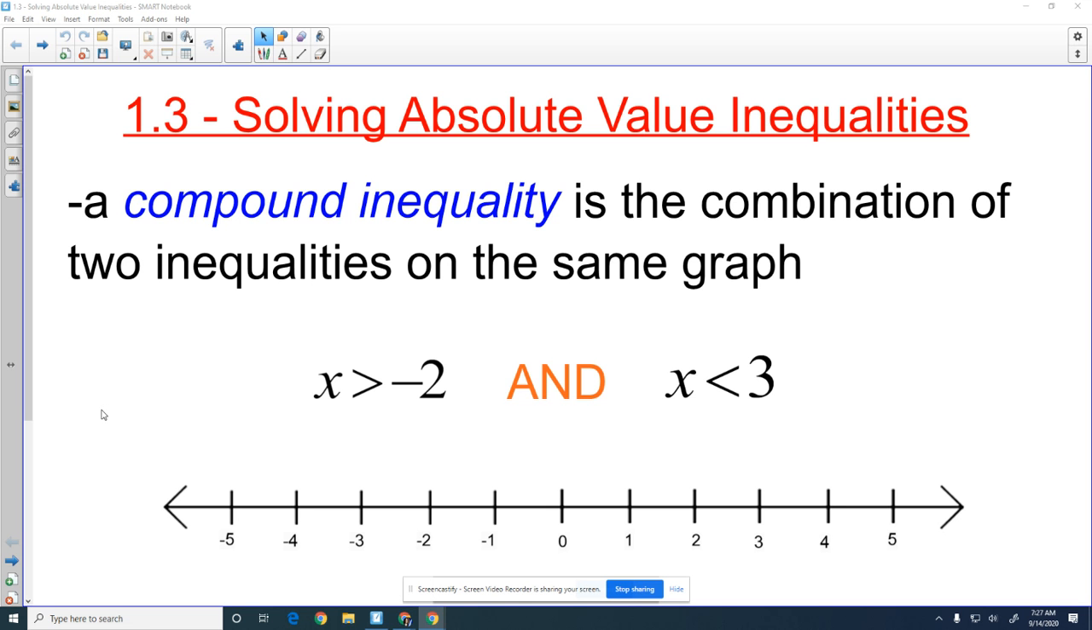And let's get ready to rock and roll. So our final learning target for this unit is on solving absolute value inequalities. And so an inequality is just like an equation, but it uses an inequality symbol, those little alligator mouths, a greater than or a less than symbol.